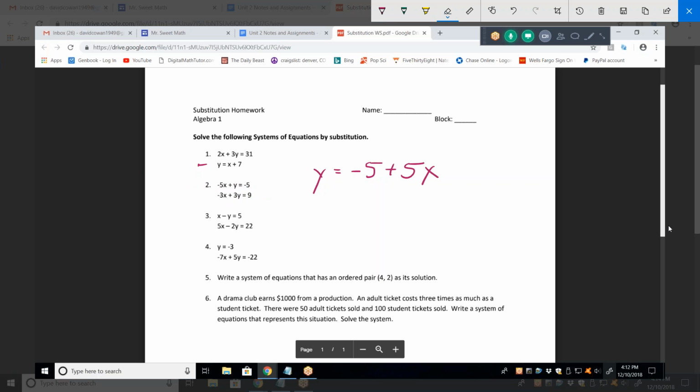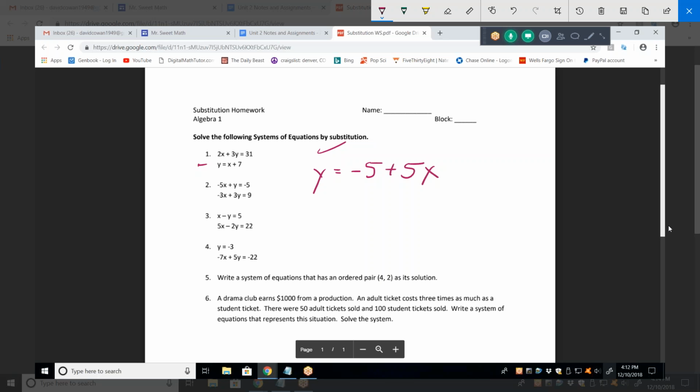See that? Now that we've solved for one variable, in this case y, it doesn't really matter which variable. I could have solved it for x also. It's just that it was easier to solve for y. Y only took one step. I just had to move the negative 5x to the other side.